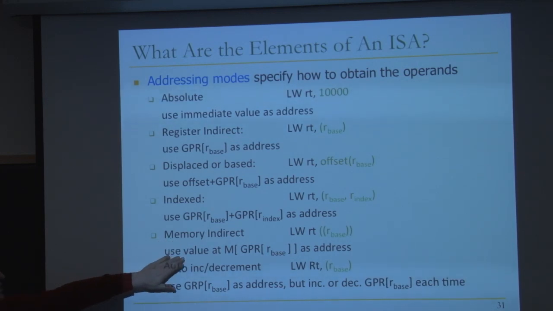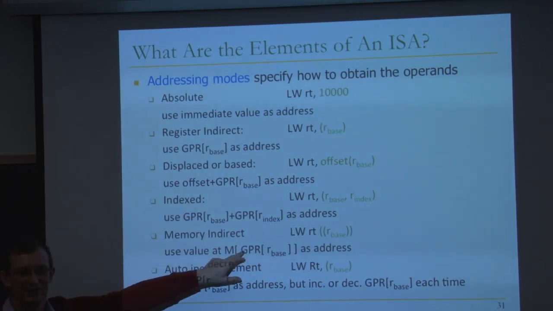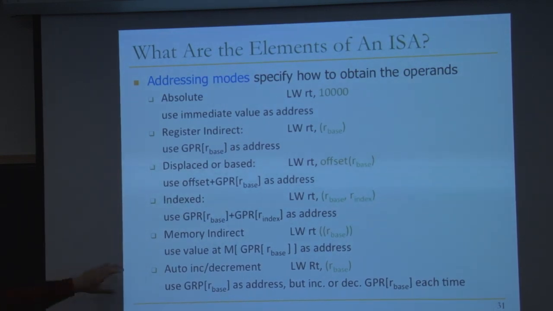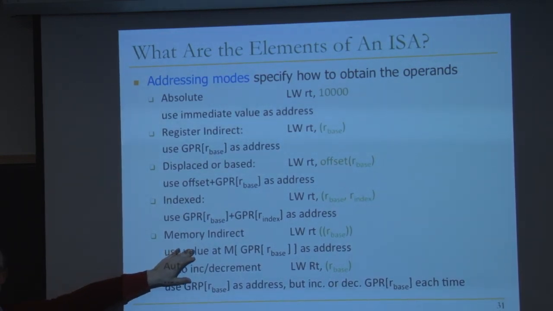You can have memory indirect. You can take the value in the register identifier, access the register file. You take that value and access memory. So basically what's in the register is really a pointer to memory. And this could be useful if you're doing pointer accesses, right?